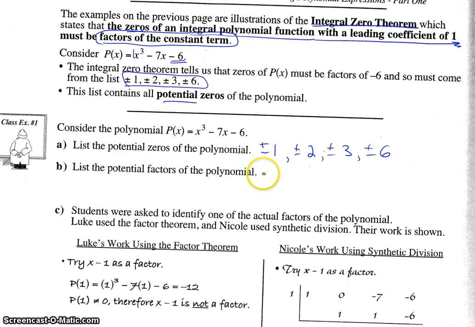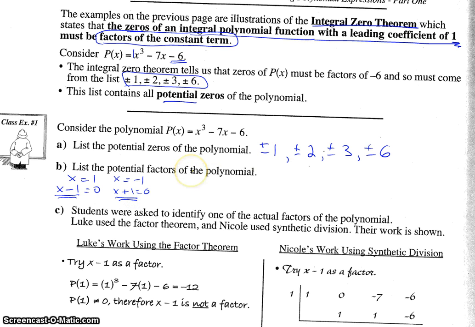List the potential factors. Okay, so what they're saying is if we turn these numbers back into factors, so if x was equal to 1, if I turn that back into a factor, it would be x minus 1 equals 0, or the factor would be x minus 1. All right, so if we do that with every single one of those, we would have that. So x plus 1 would be another factor.